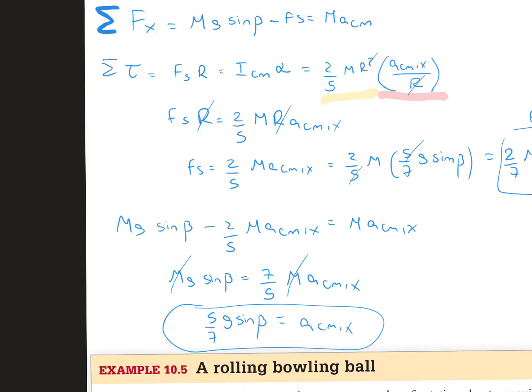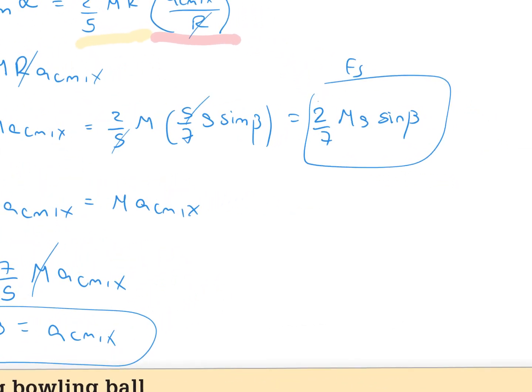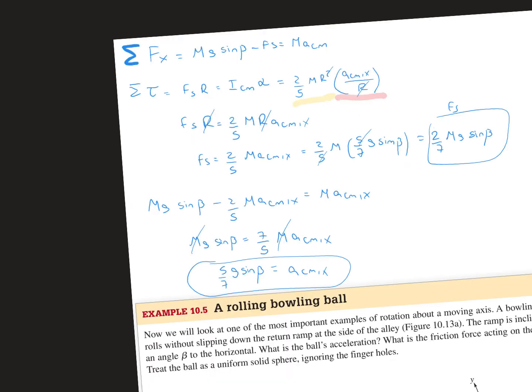As we continue to solve the problem, we can cancel out some r's, and then we can say that the frictional force is going to be 2/5 of the mass times the acceleration of the center of mass. And then as we continue solving this problem, we end up with 2/7 mg sine of beta for the frictional force, the static force.